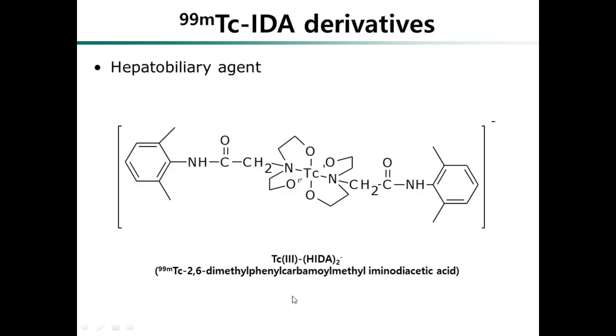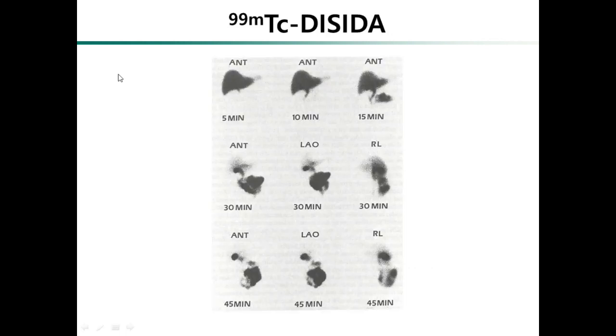And the other part is liver function imaging. With technetium derivatives, the hepatobiliary agent accumulates in the hepatocytes and then moves to the intestine. So we use the derivative technetium, and we can see the liver function.